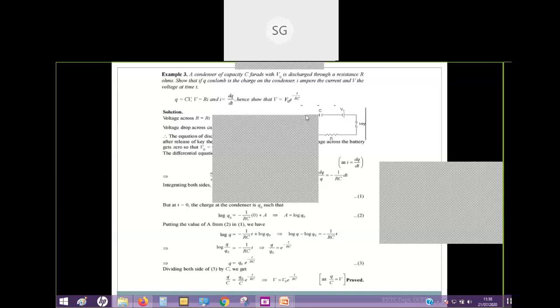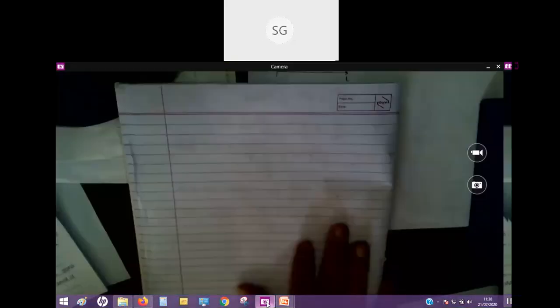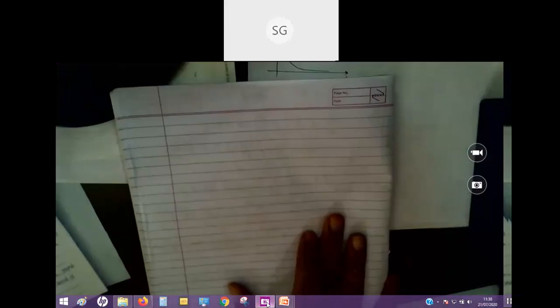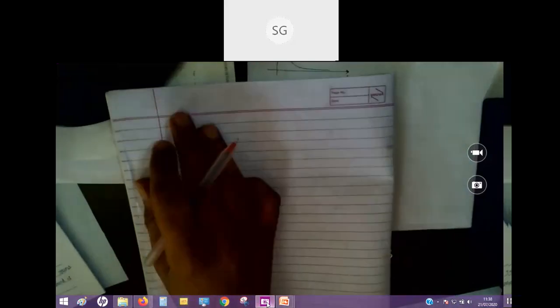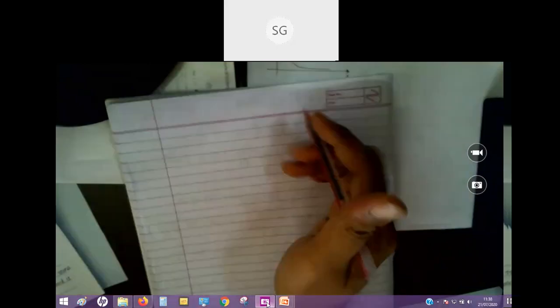Please concentrate. I'll change my window and we will start solving the example. I think the notebook and pen in my hand are visible to you. I think you have understood the example, but if you haven't, then I'll explain again with the help of a diagram.